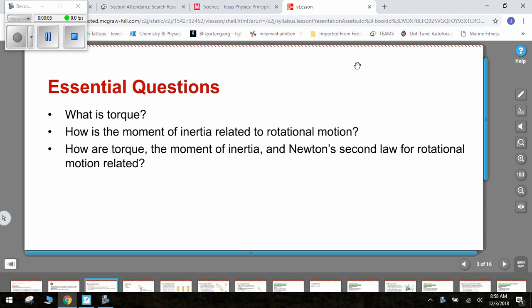All right, so first things first, you should be writing down the essential questions. This is Chapter 8, Section 2. If you're one of the lucky few that are in my engineering class as well, you already know what torques are. We call them moments in that class. Well, no, it's a torque, because that's what the book is going to say. Torques and moments are the same thing. It's just a force times a distance. That's pretty much it.